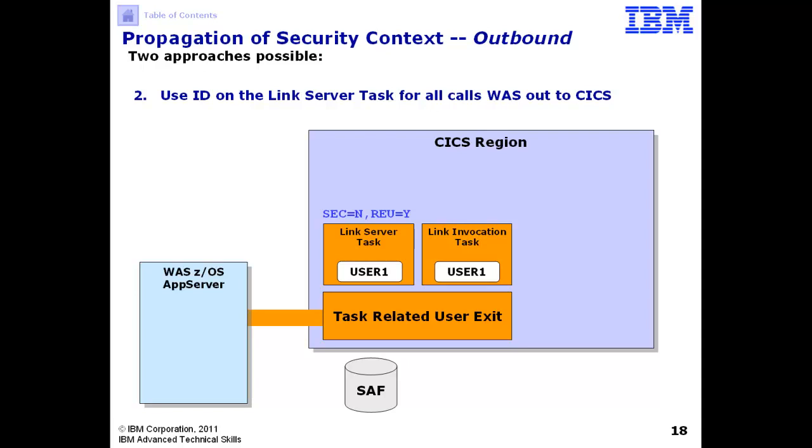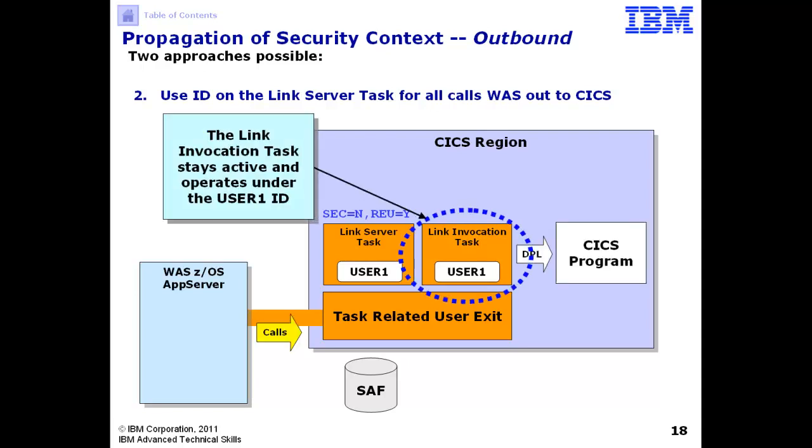Calls start coming across WOLA. Because security equals no was specified, there is no attempt to assert the WebSphere thread identity into CICS. The link server task ID is used for every call. Further, only one copy of the invocation task is active, and it stays up. This is because reuse equals yes was specified on the link server start command.